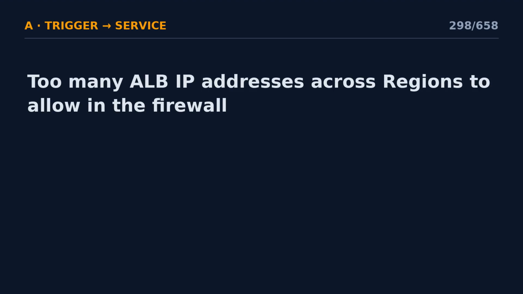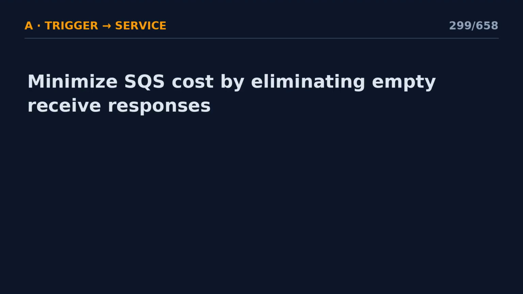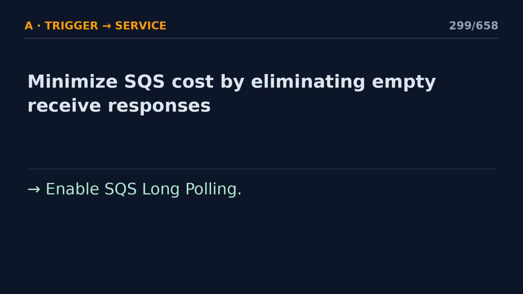Too many ALB IP addresses across regions to allow in the firewall. Answer: AWS Global Accelerator, which consolidates them into two static Anycast IP addresses. Minimize SQS cost by eliminating empty receive responses. Answer: Enable SQS long polling.